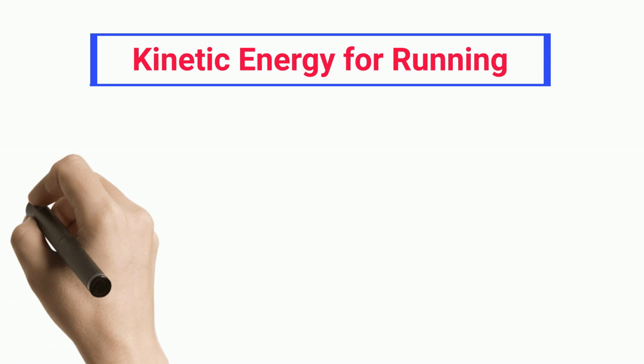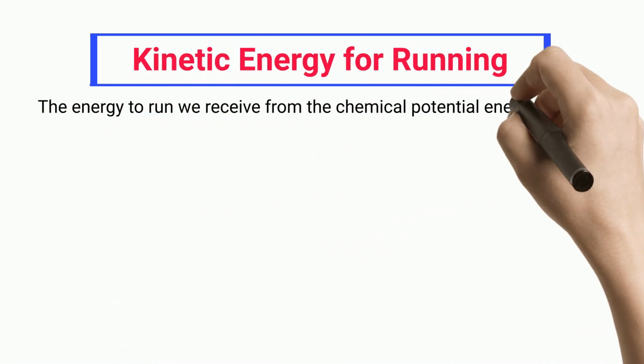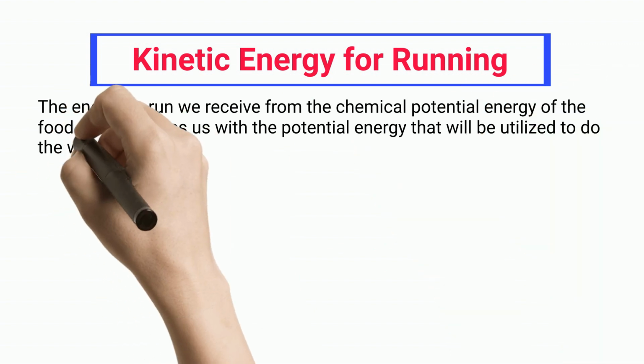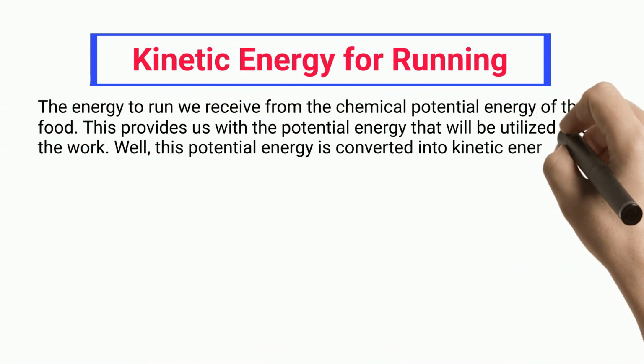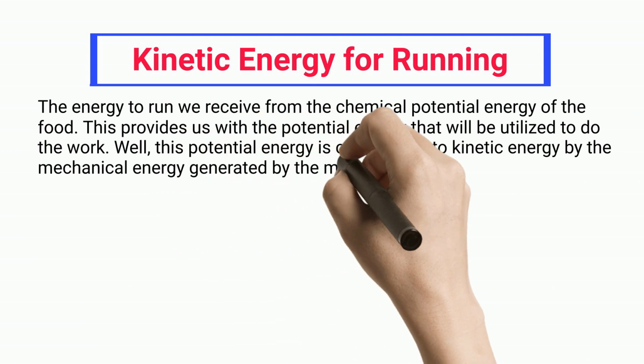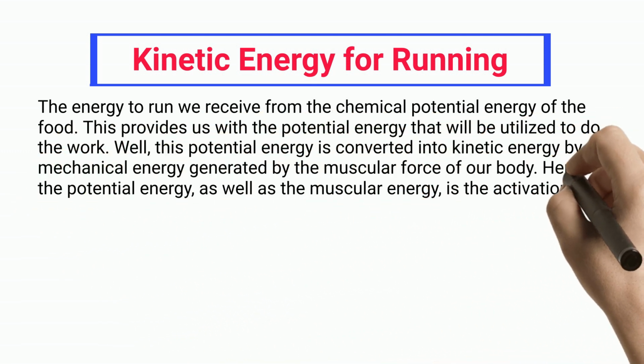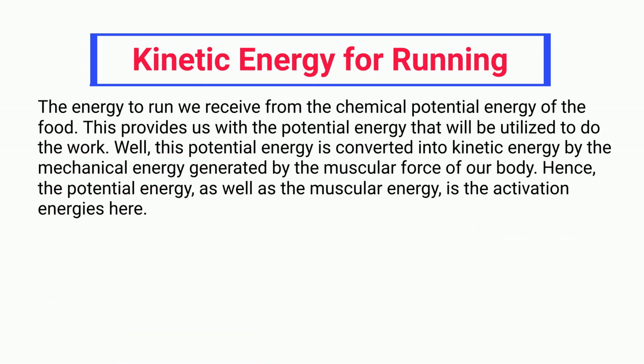Kinetic energy for running. The energy to run we receive from the chemical potential energy of the food. This provides us with the potential energy that will be utilized to do the work. Well, this potential energy is converted into kinetic energy by the mechanical energy generated by the muscular force of our body. Hence, the potential energy, as well as the muscular energy, is the activation energy here.